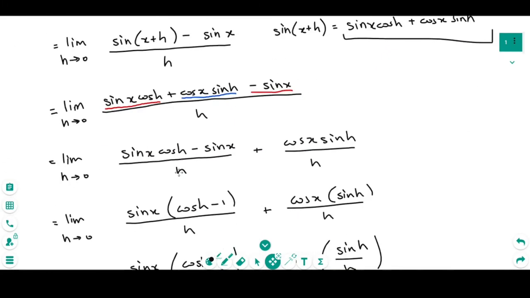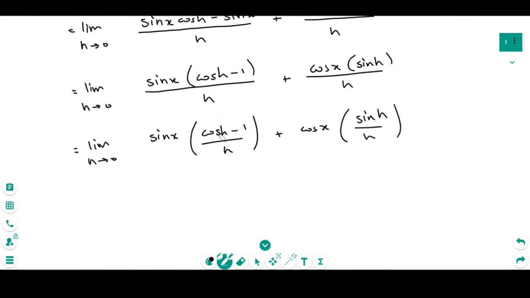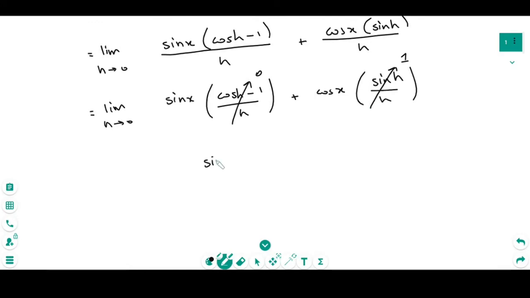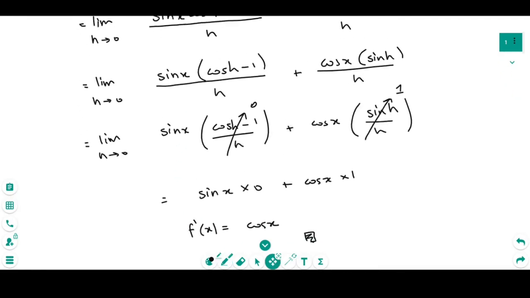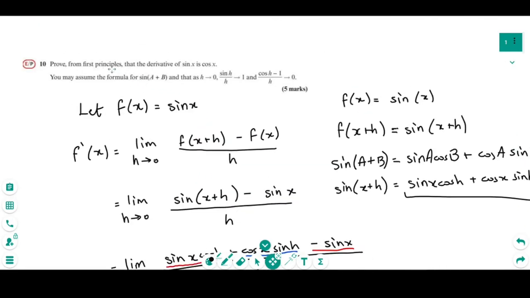Okay, and I can now take the limit. So the limit as h tends to 0, we know that this term they've told us tends to 0, and we know that as h tends to 0, they've told us that this term tends to 1. So then I have sine x times 0 plus cos x times 1, and so the final answer, f dash of x, is cos x. And you've proved from first principles that the derivative of sine x is cos x.